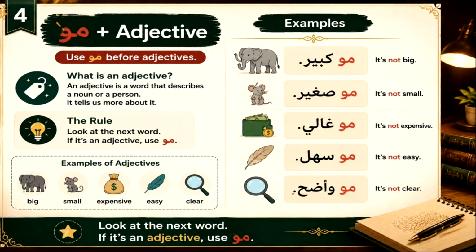Before choosing ma or mu, look at the next word. If it's a verb, use ma. If it's a noun or an adjective, use mu. For example, مو كبير، مو صغير، مو غالي، مو سهل، مو واضح. And now let's look at the mistakes learners usually make.